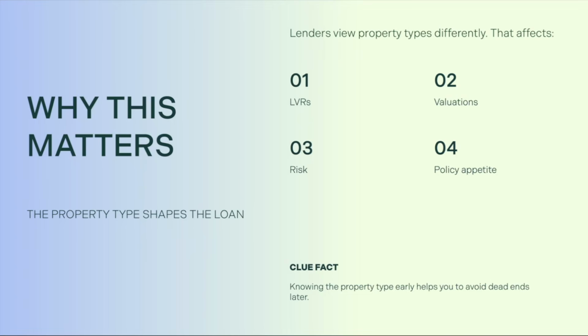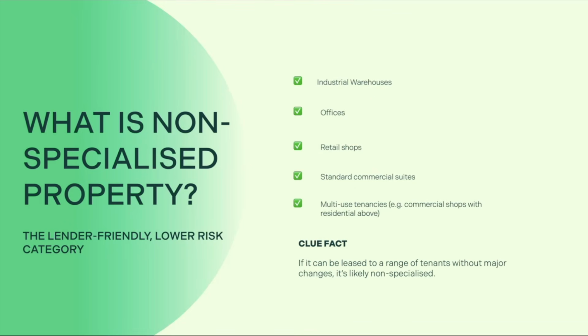Understanding where that asset sits in terms of the appetite of the lenders is really important, because you may have plenty of options on the table if it's a very generic commercial property, versus a specialised one that maybe only has a small appetite across a smaller section of lenders. So really important to understand that from the outset.